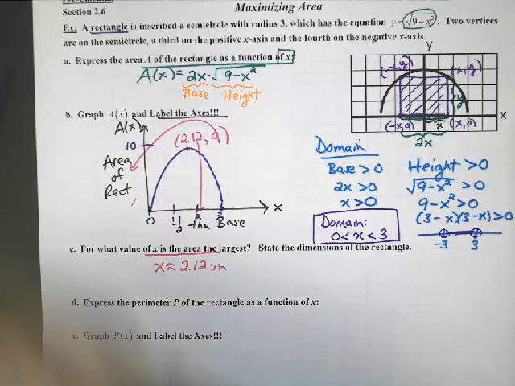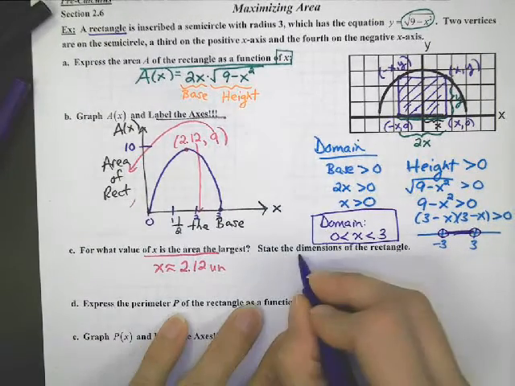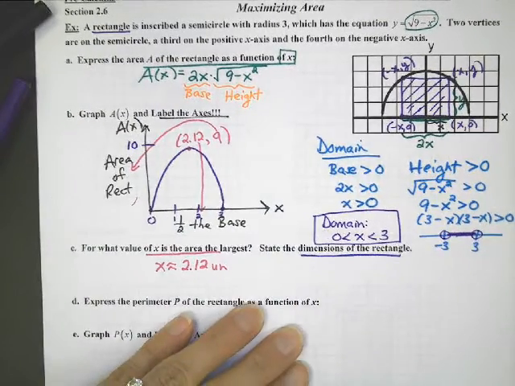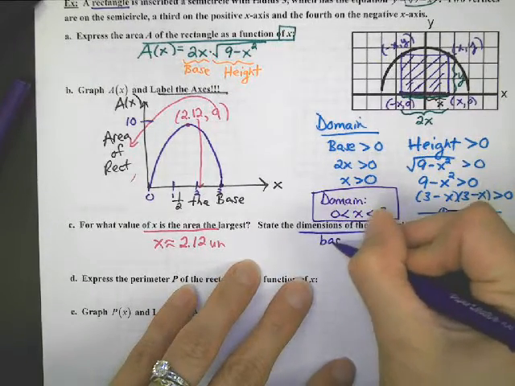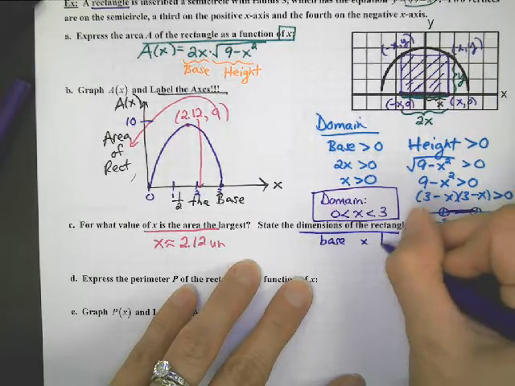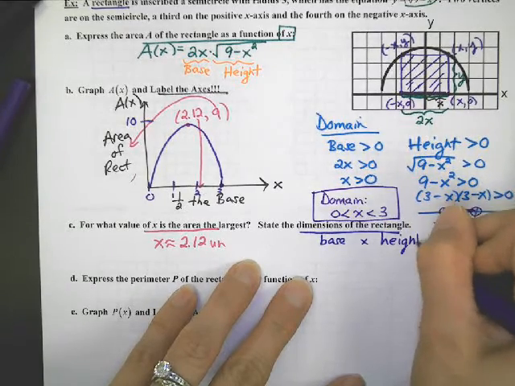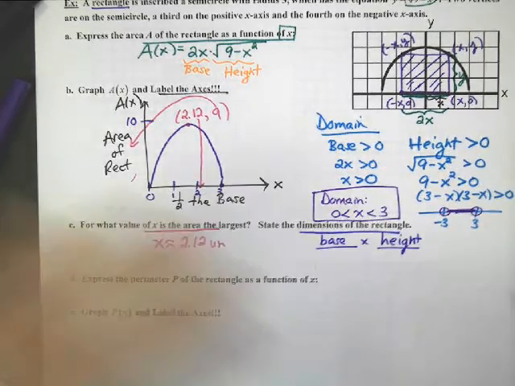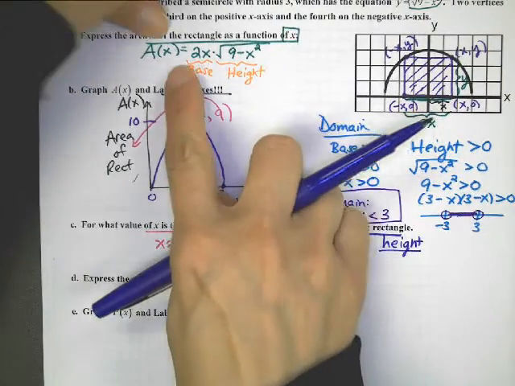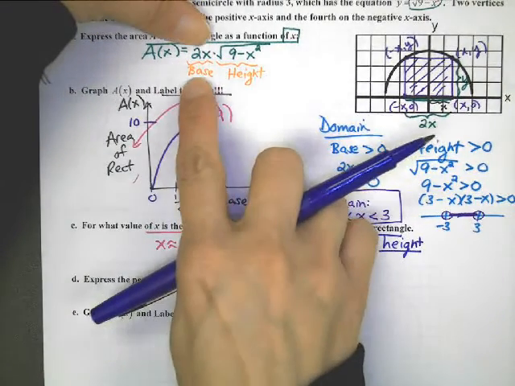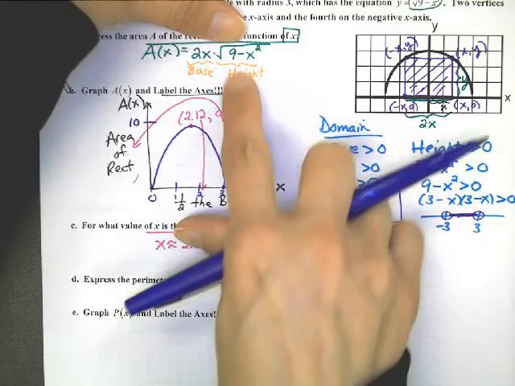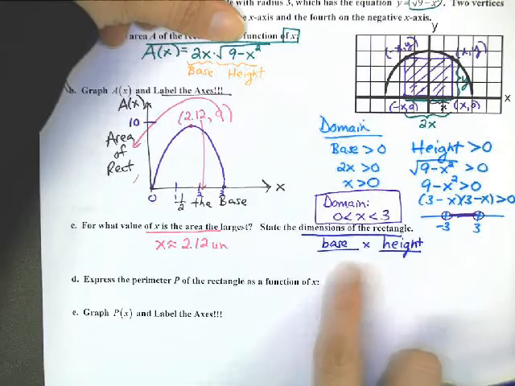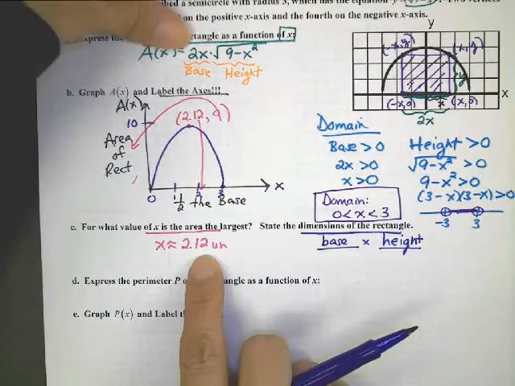Now, let's state the dimensions. Dimensions of a bedroom, dimensions of a rug, dimensions of a rectangle are the base and the height. Base by height. And the best place to figure this out is to go look at the equation that you made. When we started this problem, the base was 2x. And the height is the square root of 9 minus x squared. So neither of those are going to get this 2.12.